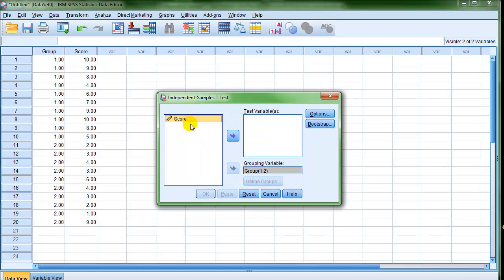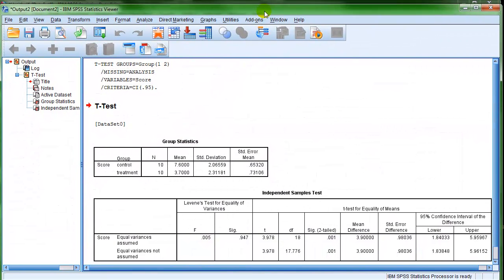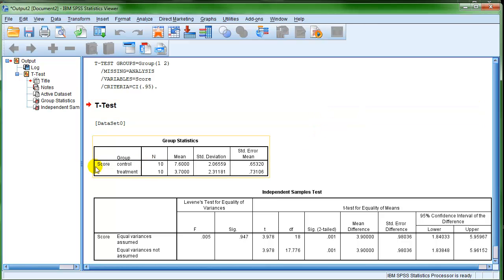And then we are going to bring our dependent variable over in the test variable box, and we are going to click OK. And that's basically all there is to it. So you'll see that here we have the mean for the control group and the standard deviation and the standard error. For the treatment group, we have the mean and the standard deviation.